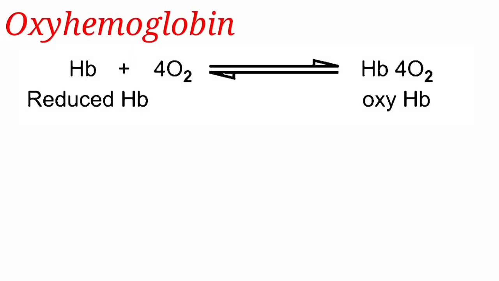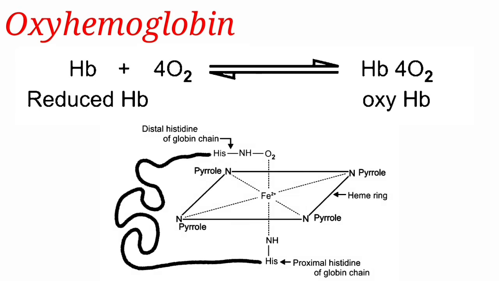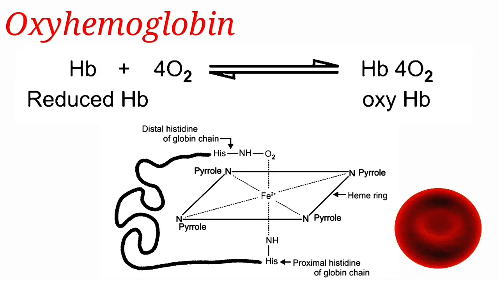Oxyhemoglobin is formed by the combination of oxygen with hemoglobin through the ferrous form of iron. So here the oxygen binds to the ferrous form, that is Fe2+ form of iron. It is the form of hemoglobin that is present in the RBCs in the body. It is an unstable compound and the combination is reversible. That is, the oxygen can be released from the compound. This oxyhemoglobin is dark red in color and shows a typical absorption peak at 577 nanometers.